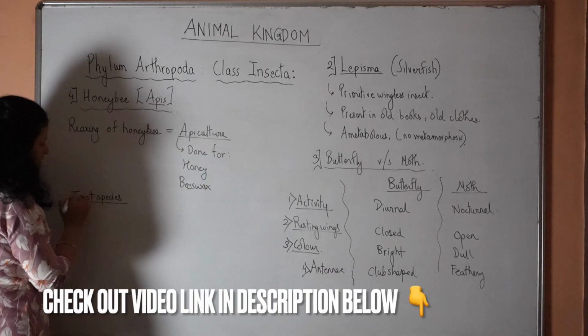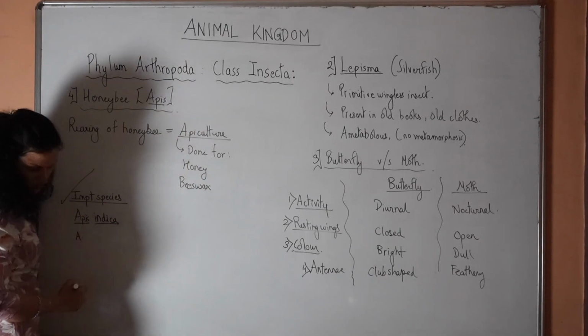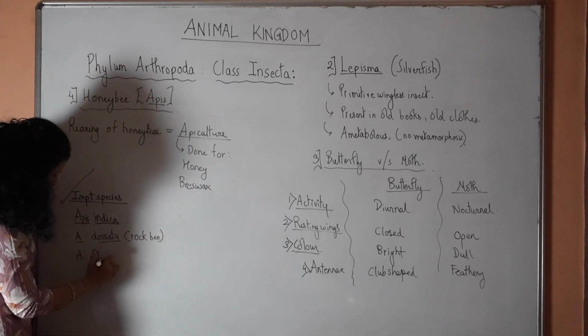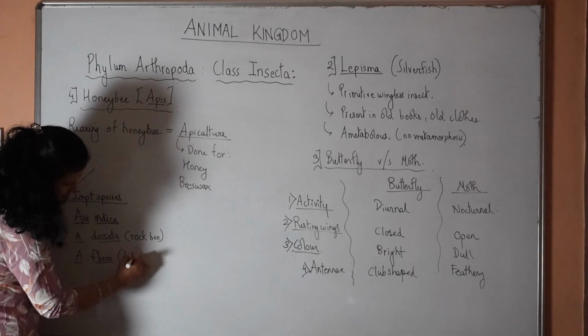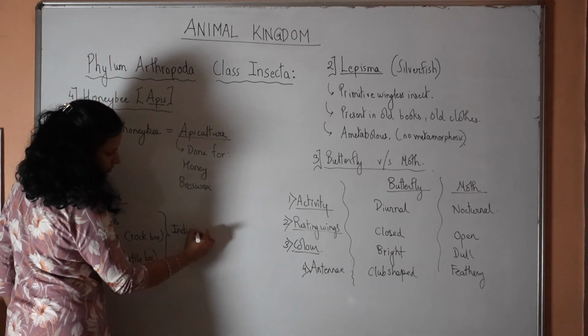Some important species that you must learn. There is Apis indica, there is Apis dorsata, it's called as the rock bee. Then there is Apis florea, which is called as the little bee. These 3 species are said to be the indigenous varieties. Indigenous meaning found in India.